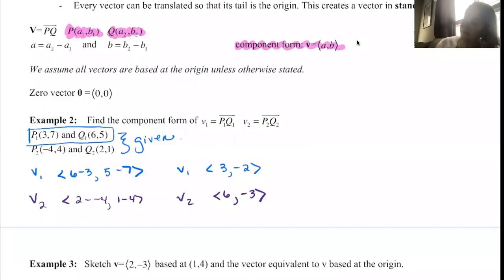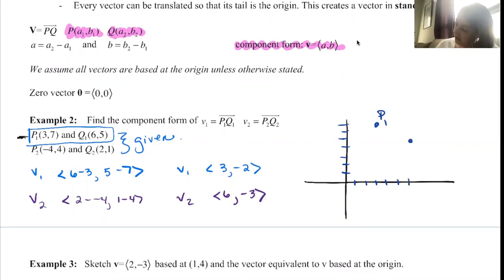All right, so if we look at these, what's really going on here? If I look at my coordinate plane and we have the points 3, 7, and 6, 5, let's start there. 3, 7 is right 3 and up 7: 2, 3, 4, 5, 6, 7. There's P1, and Q1 is at 6, 1, 2, 3, 4, 5, 6, and up 5: 1, 2, 3, 4, 5. And here's Q1. So here's that first vector.